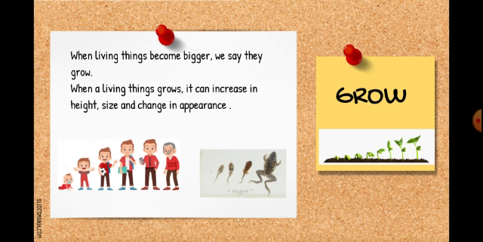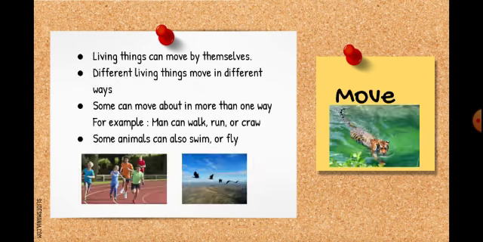When a living thing grows, it can increase in height, size, and change its appearance. For example, a human from baby to adult. Yeah, it must be getting bigger, getting taller. Like animals, like a tadpole. A tadpole grows and becomes a frog, and also the plants. Plants grow from a seed and become a tree.